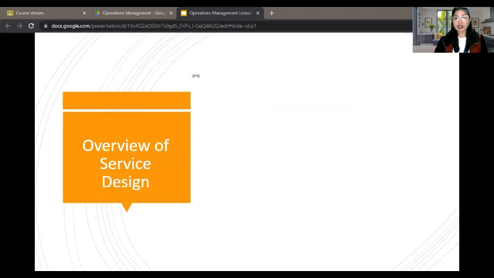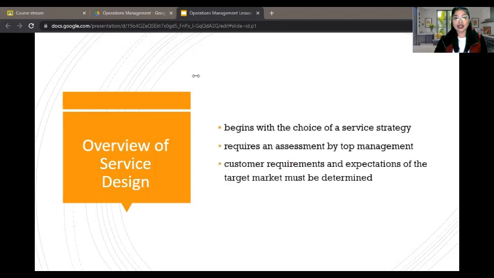Service design begins with the choice of a service strategy, which determines the nature and focus of the service and the target market. This requires assessment by the top management of the potential market and profitability of a particular service and an assessment of the organization's ability to provide the service. Once decisions on the focus of the service and the target market have been made, the customer requirements and expectations of the target market must be determined.